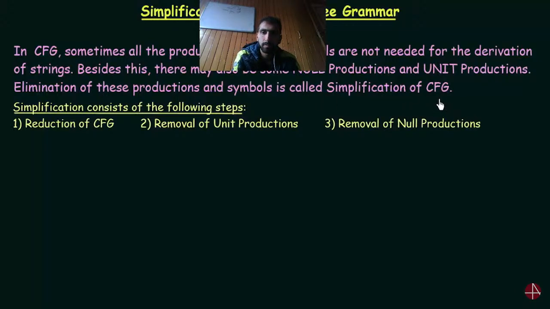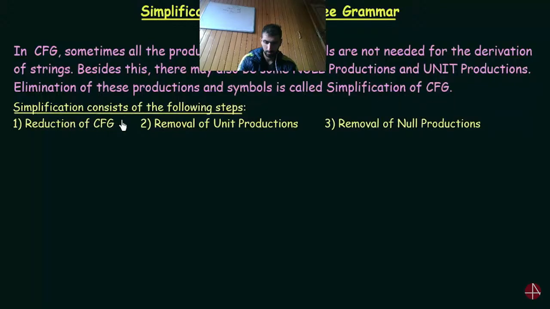So we have studied context-free grammars, and in those grammars, sometimes all the production rules and symbols are not needed for derivation of strings. So we can eliminate those unnecessary productions and symbols, and that is called simplification of context-free grammar. Also, there may be some null productions and unit productions. I will explain the meaning of null productions and unit productions in the coming lectures, so don't worry about it. Elimination of these useless productions and symbols is called simplification of the context-free grammar.